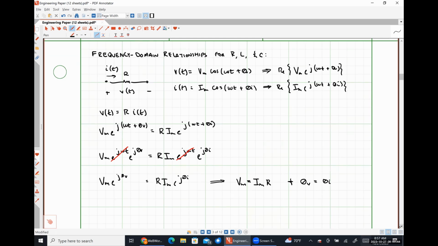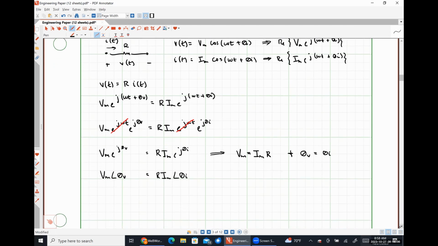So Vm e to the j theta v can be written as Vm angle theta v. So going from the exponential form to the polar form. Similarly, on the right-hand side here, we would have R times Im angle theta I. And from our definition of what a phasor is, this is just phasor voltage V is equal to R times phasor current I. So Ohm's law in the frequency domain is exactly the same as Ohm's law in the time domain.